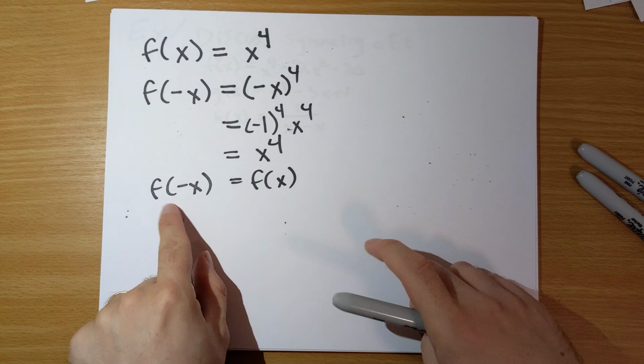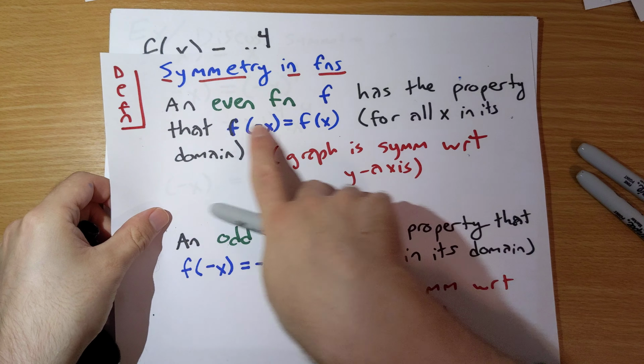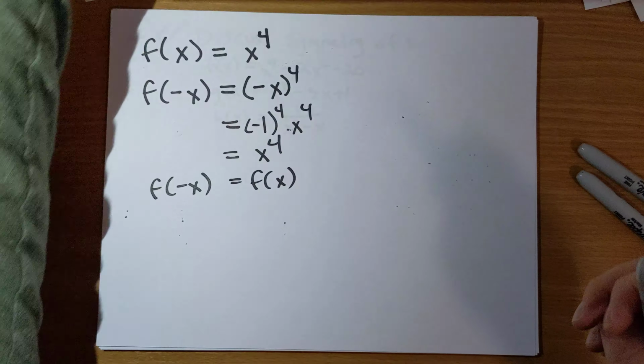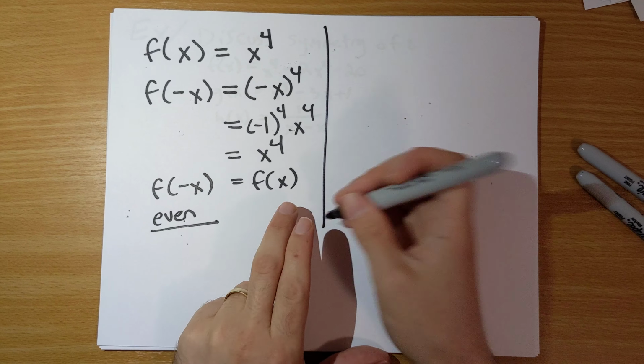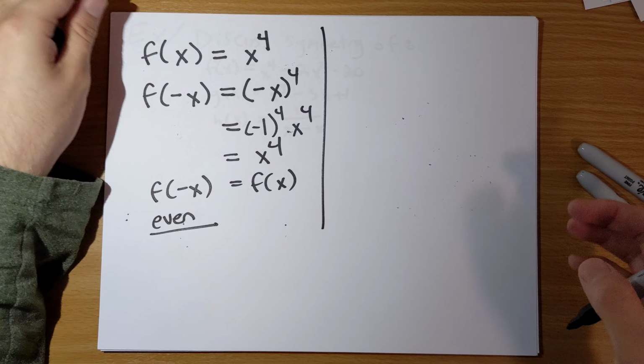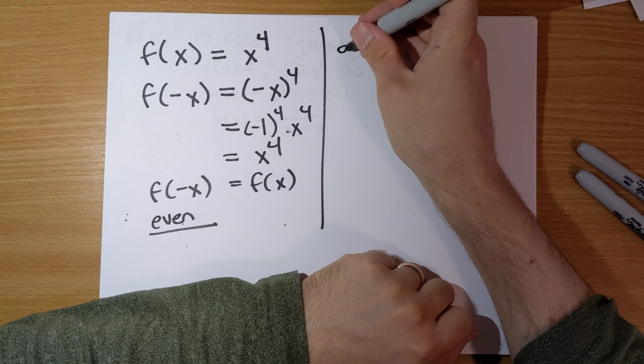So here we see that f of negative x is equal to f of x. And here, that's the definition of an even function. This is even.